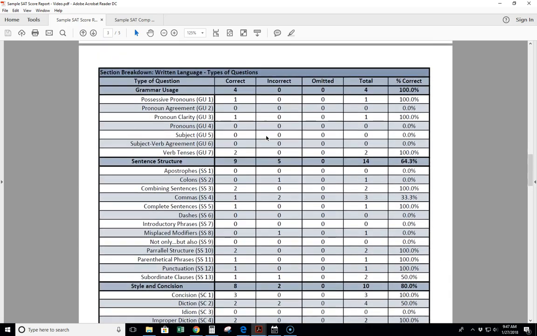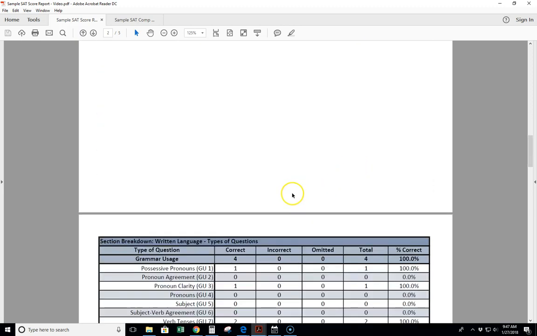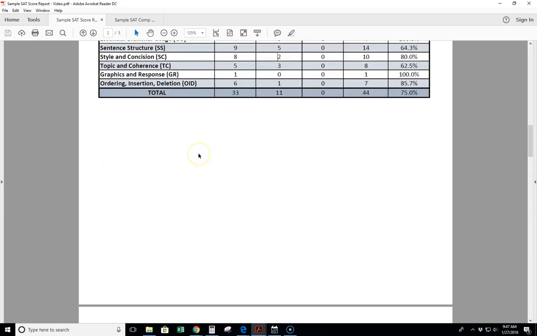So here you can see the written language and the types of questions. Backing up, if you're having difficulties with one area, you can go back and focus on that. So, this particular student, you can see topics and coherence, and they got 5 of 8 correct. Well, we'll go back and look here. Let's look at all the topic and coherence. What you may do is take your test and say, okay, I got this one right in conclusions. Let me go double check and see what that looked like.